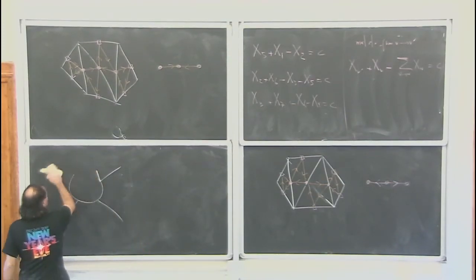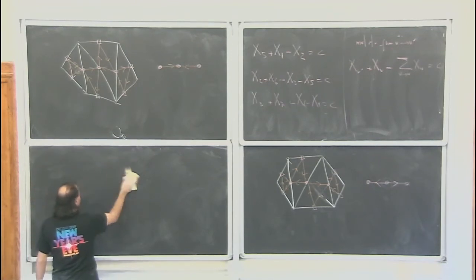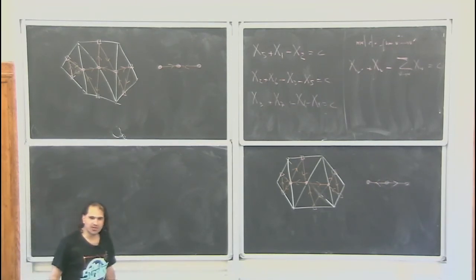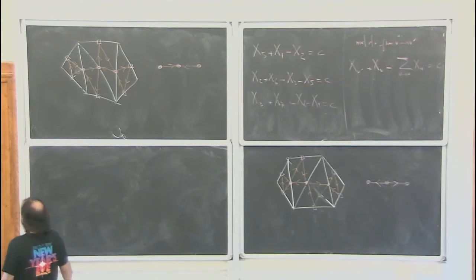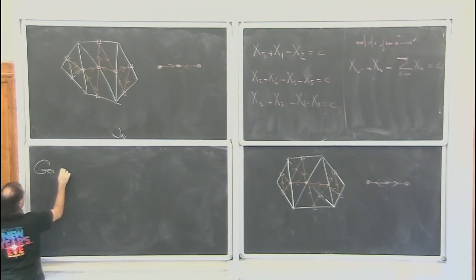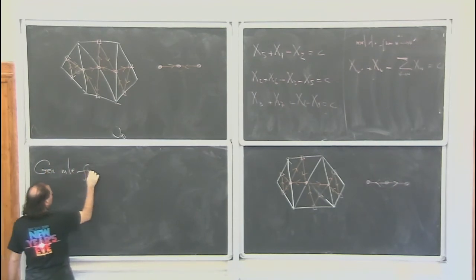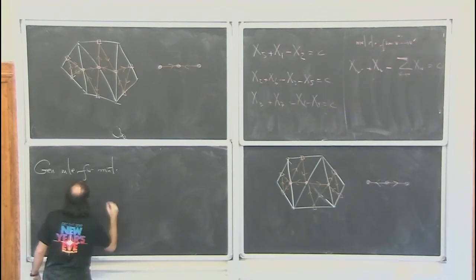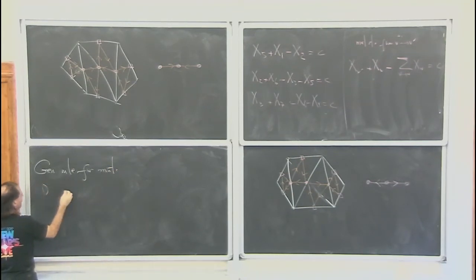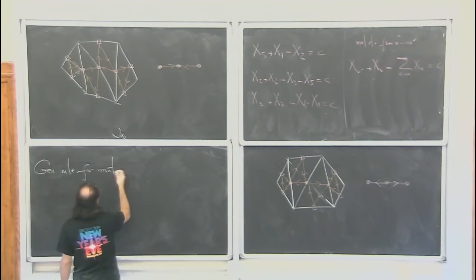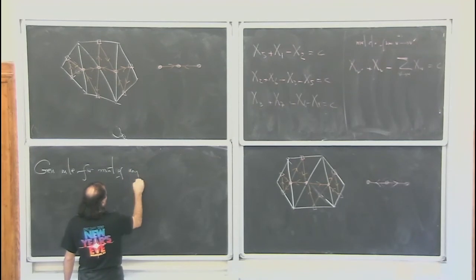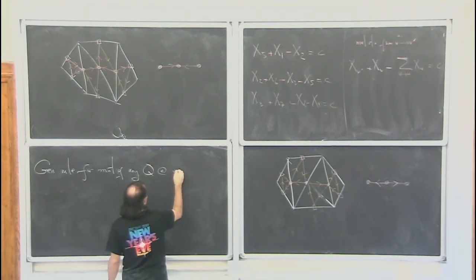Remember, in what I told you before, we are always mutating in the special case where the guy was either a source or a sink. In general, there might be a node that's neither a source nor a sink. So I need to tell you what the rule is in general. The general rule for mutation of any quiver at a vertex V.